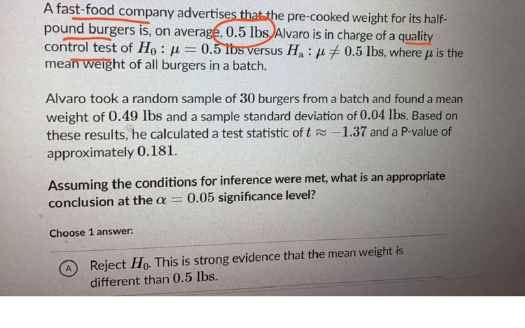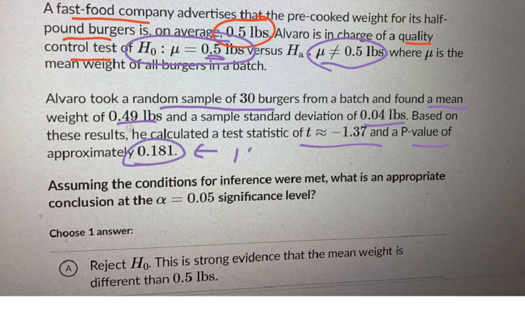But I digress. Notice our H0, guys, is, we're going to assume it is 0.5. But notice again, Alvaro does not know whether the burgers are going to be made accidentally too large or too small. So it's another not equal to, because we don't know, again, if it's less than or greater than 0.5 pounds on average. Alvaro took a random sample of 30 burgers, calculated a mean to be 0.49, standard deviation 0.04 pounds. He does the test statistic. He comes up with negative 1.37. The p-value was already calculated.